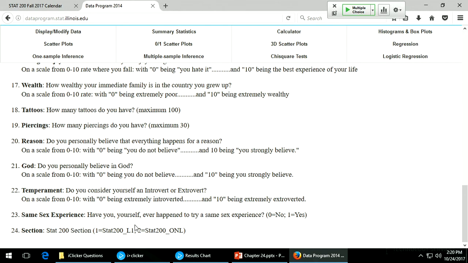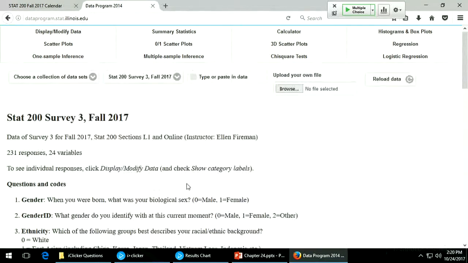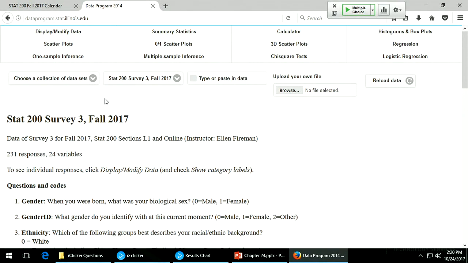How about, why don't we see if people have had a same-sex experience? Maybe that correlates with being gay. Of course it correlates with being gay somewhat, right? Same sex, I suppose, could be with yourself, right? You are the same sex as yourself. I shouldn't have worded it that way, but I meant with someone else. Okay. So let's look, and we can just look at that question too while we're here.